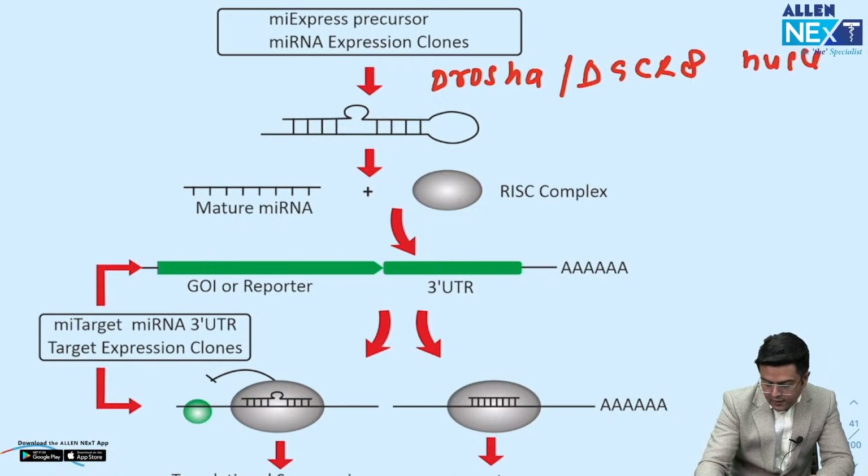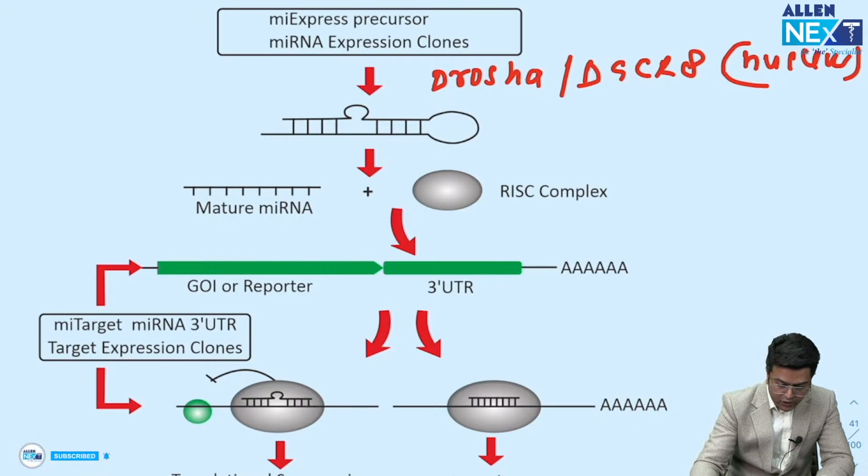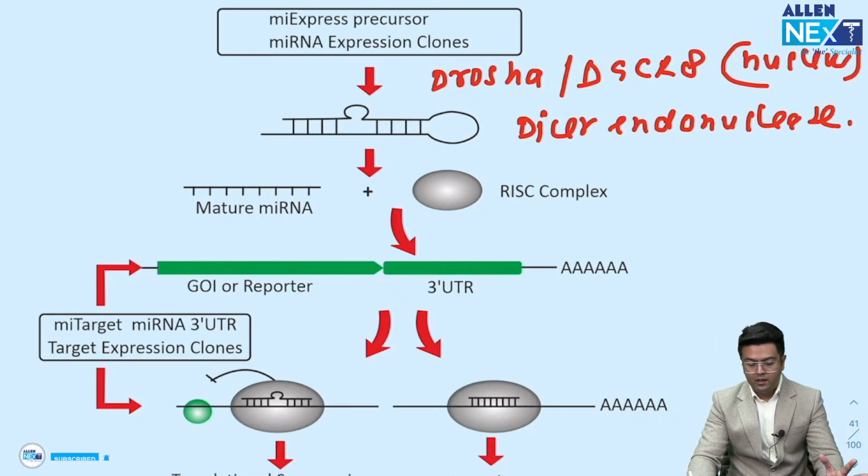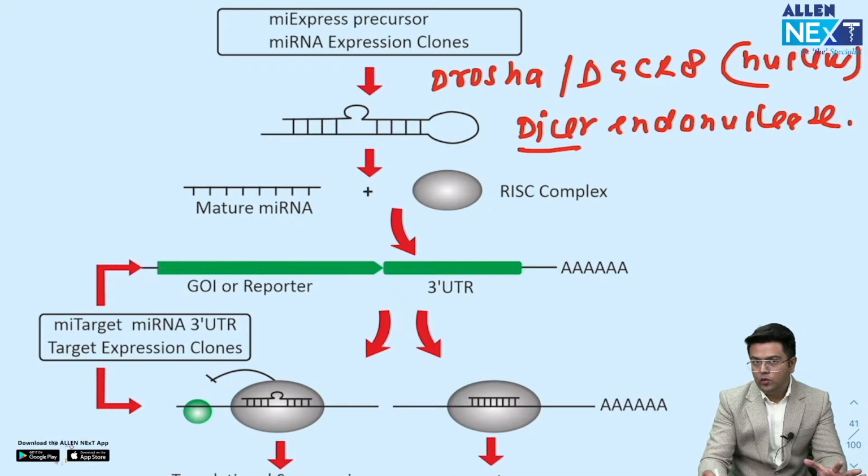So these are present in the nucleus, fine. So these are modifying the microRNA, and then there is a protein called Dicer, an endonuclease, which makes multiple microRNAs from a single strand, right, Dicer. So these are the proteins involved.